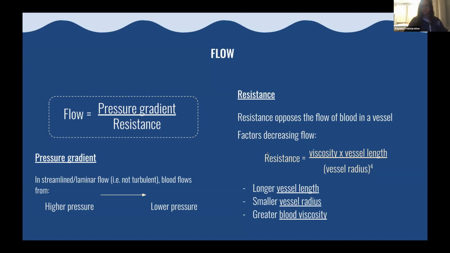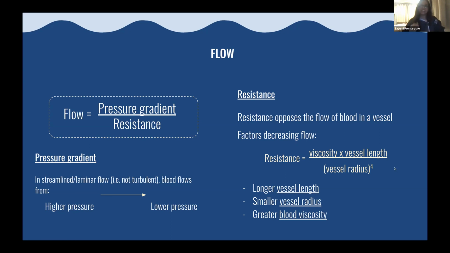This is an equation which is pretty helpful in learning how all of those are related. So you can see how if viscosity and vessel length were greater in value, it's going to increase resistance. And then vessel radius, if it's greater in value, it's going to decrease resistance. And just know that there is this kind of to the power of 4 relationship. So if you increase the vessel radius by 2 times, you're going to decrease the resistance by 16 times.